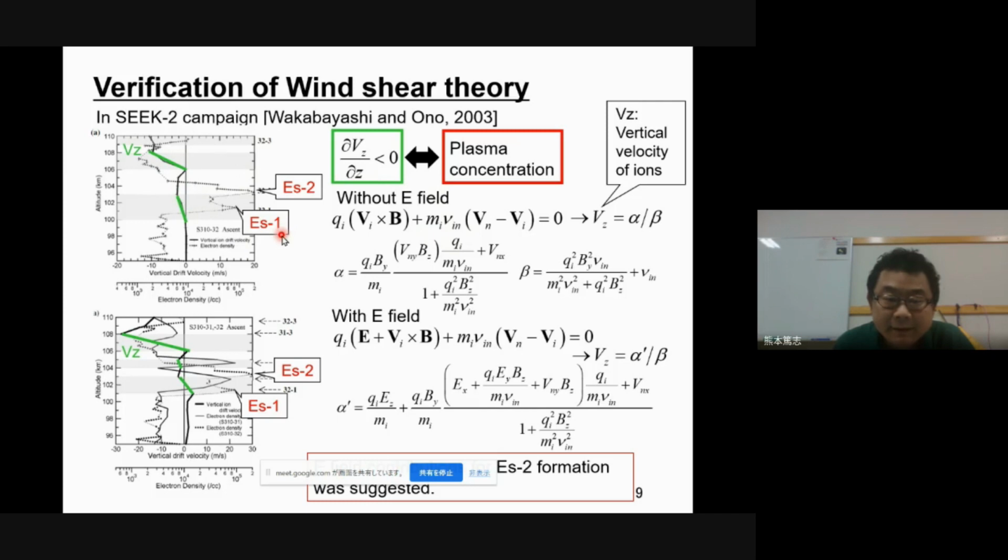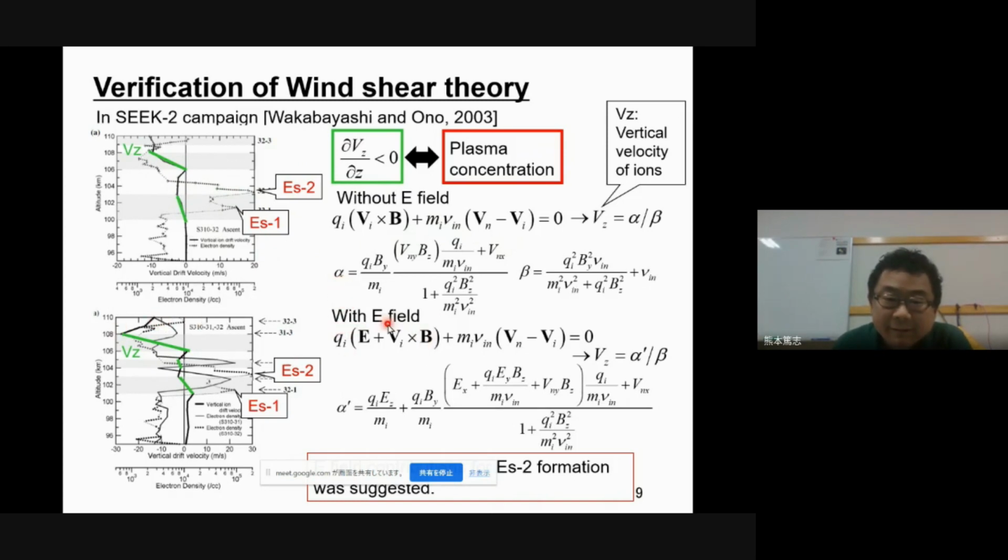And the ES1 layer can be explained by this negative gradient at this altitude range by using this equation. So ES1 layer can be explained by wind shears. But on the other hand, we cannot find negative gradient for ES2 layer. So this model, considering only the neutral wind shear, is not enough for interpretation of this phenomena.